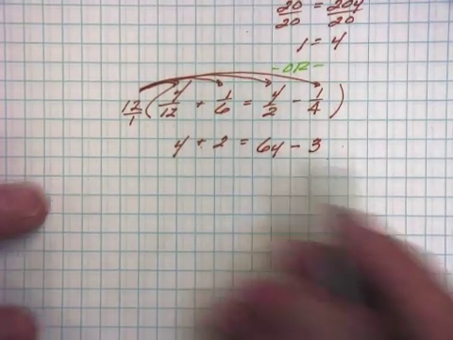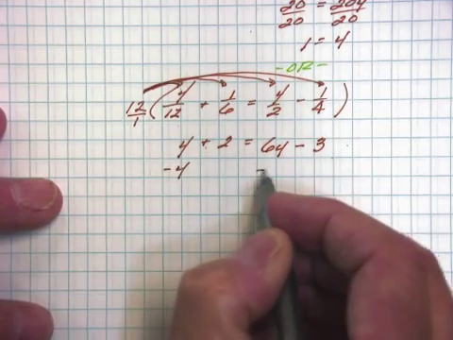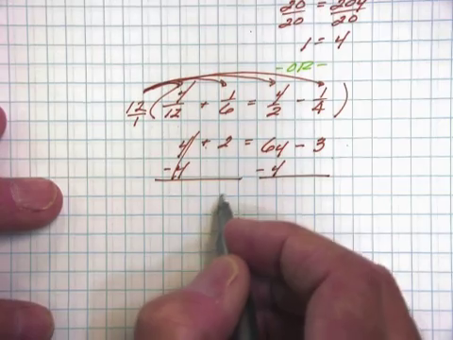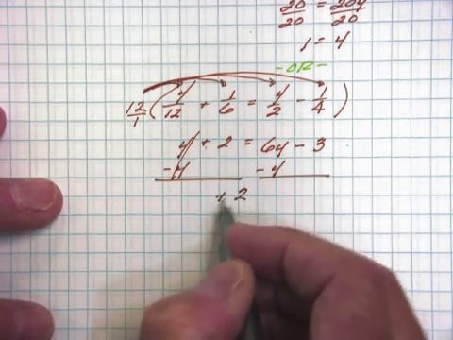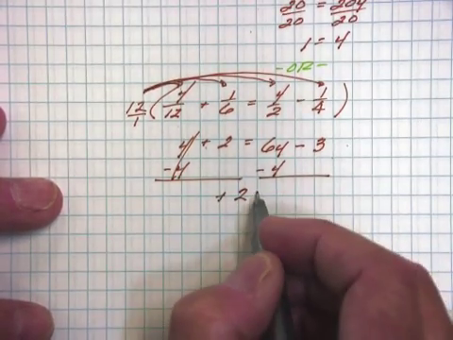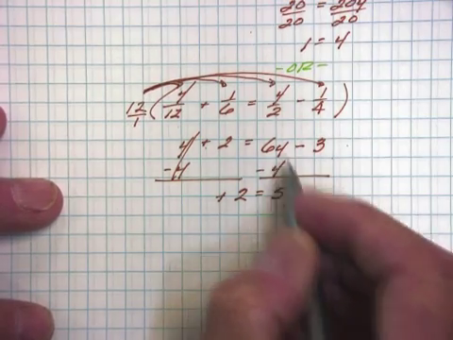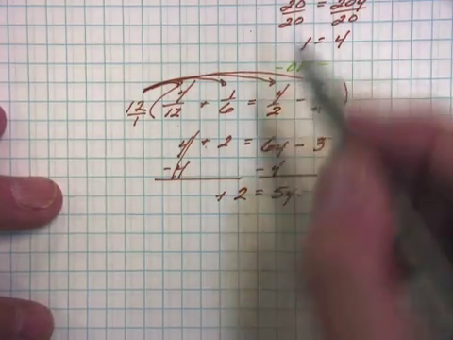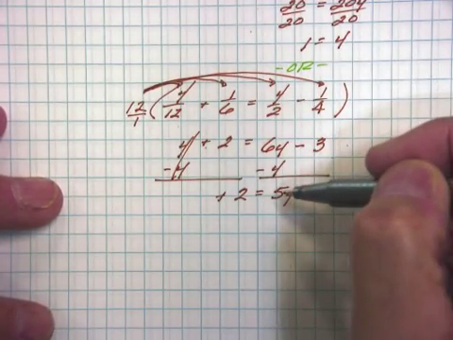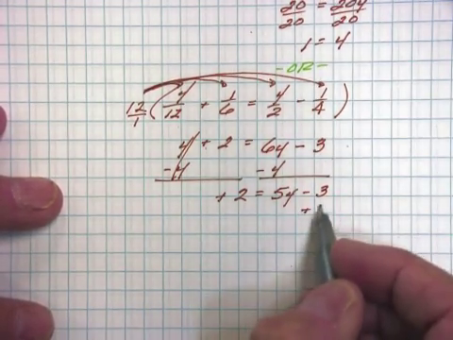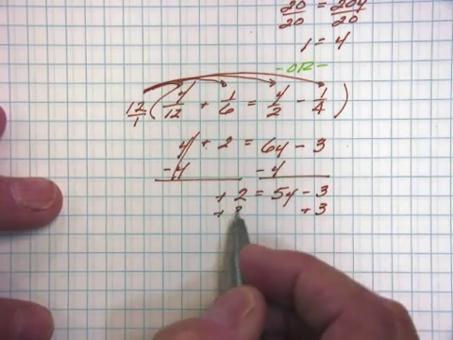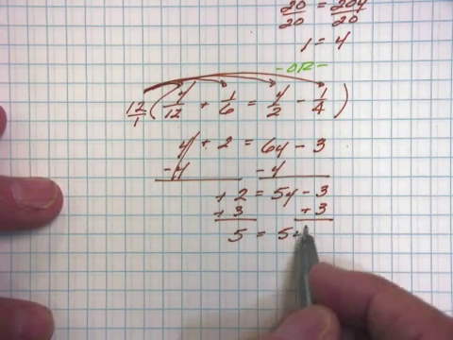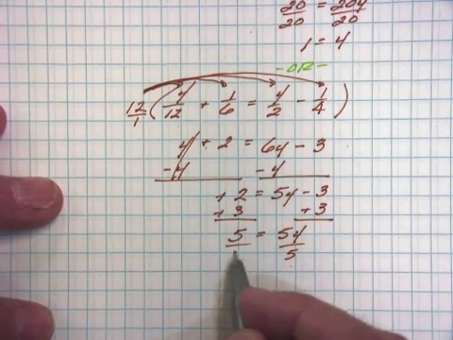Now look, it only took us one step with this method to get to a pretty standard variable on both sides problem, whereas up here, look at all the steps it took. All right, let's subtract y from both sides. So the y's cancel because one's positive and one's negative. So we have a 2 equals 5y. 6y minus y is 5y minus 3.